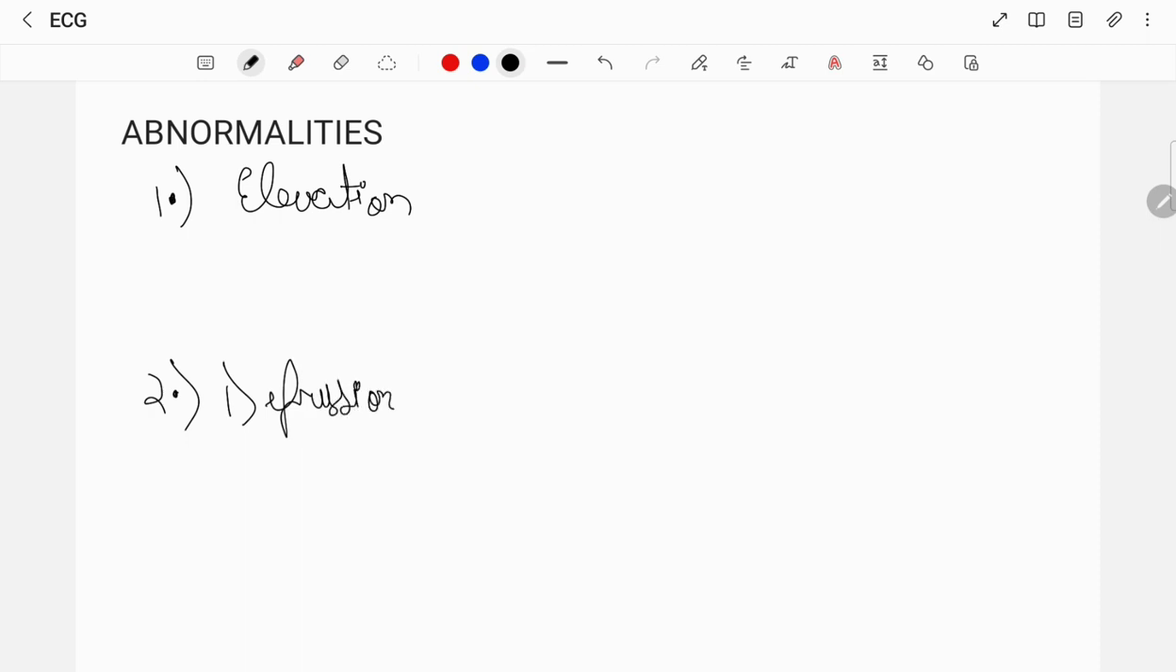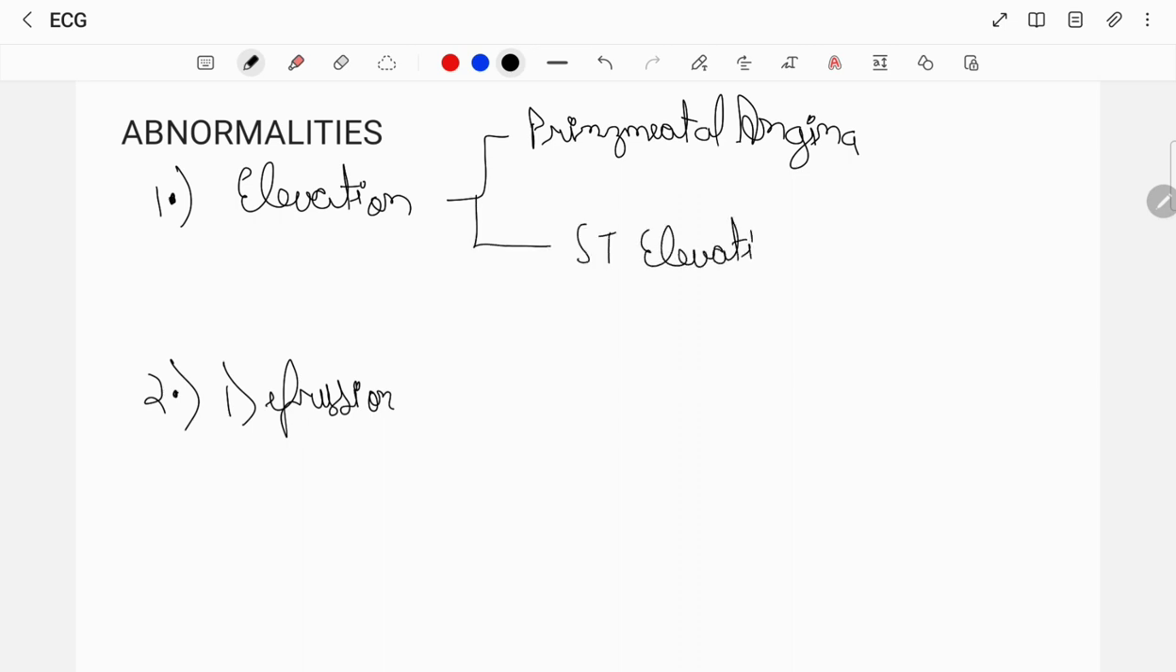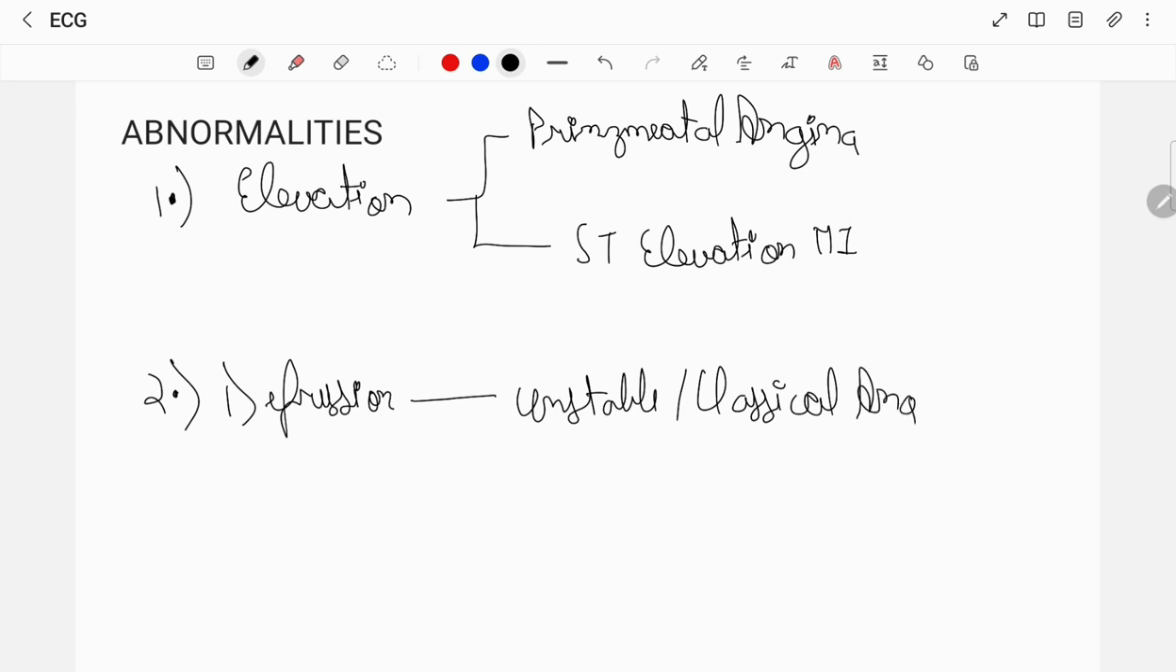If I talk about ST elevation, then it is seen in conditions like Prinzmetal angina and ST elevation myocardial infarction. If I talk about ST depression, then ST segment depression is seen in unstable or, say, the classical angina, and non-ST elevation MI.